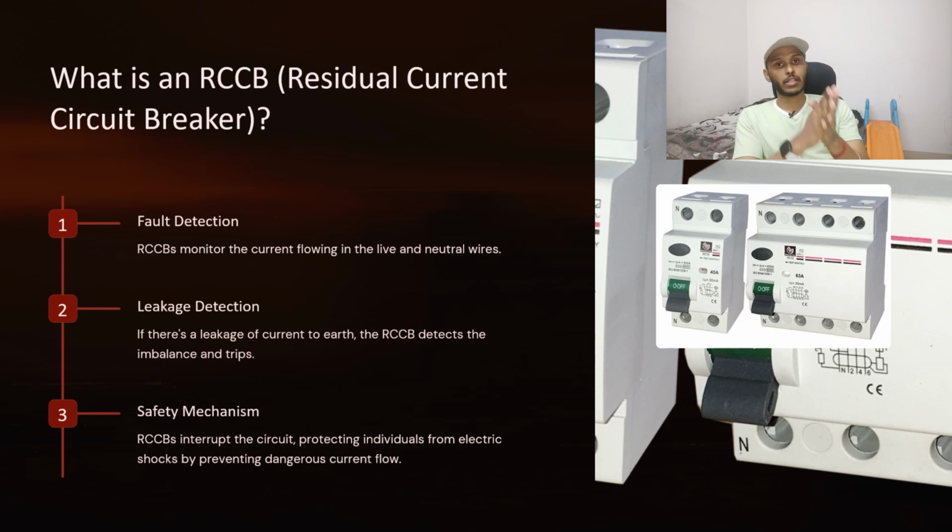The RCCB is the most important thing because it gives protection for humans, for us. Whenever you touch a device which has a leakage or earth fault, then if an RCCB is there and you touch it, the RCCB will trip, ensuring that no current passes through our body. But if there is no RCCB, definitely we will get an electric shock. So the RCCB is very important. That's what is mentioned in the slide as well: the RCCB monitors the current flowing in the live and neutral wires. If there is any leakage of current to earth, the RCCB detects an imbalance and trips. Safety mechanism: the RCCB protects individuals from electrical shocks by preventing dangerous current flow.